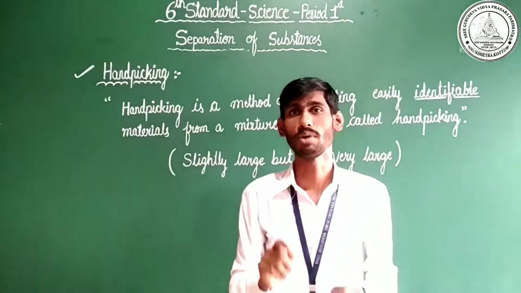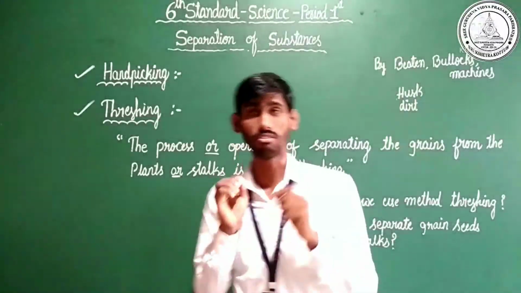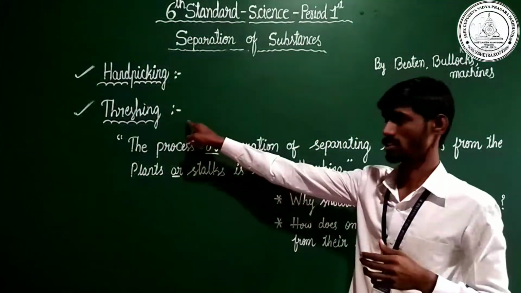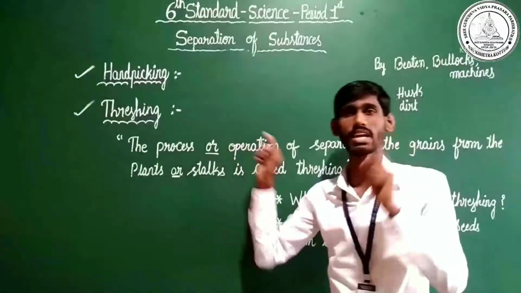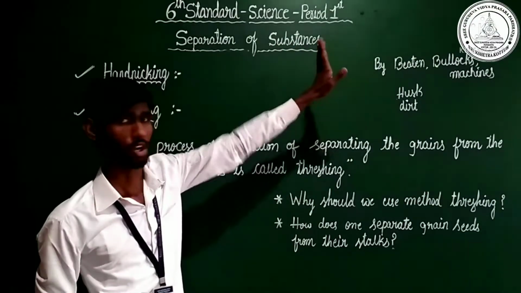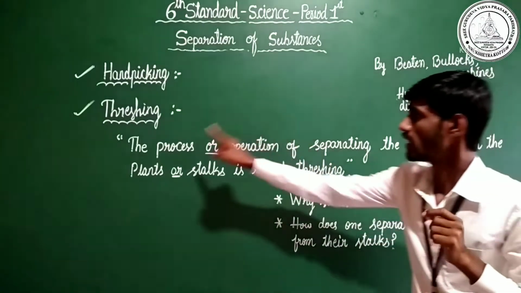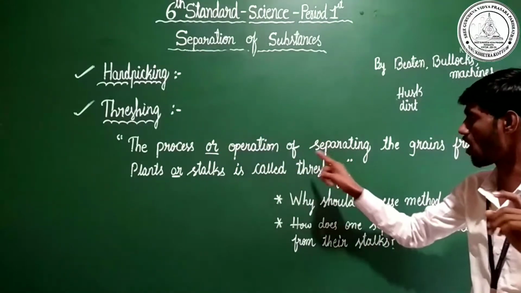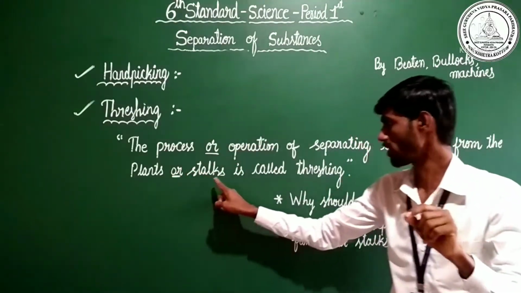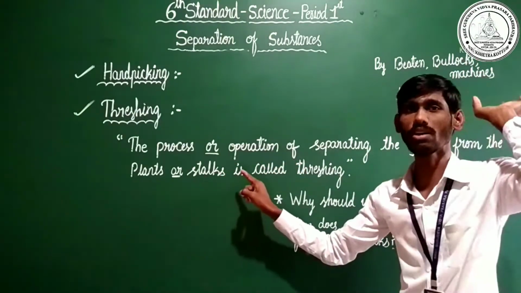We will discuss one more important method, that is threshing. Now we will learn the meaning of threshing. Dear children, threshing is the second method of separating substances or components. What is threshing? Observe the definition: the process or operation of separating the grains from the plant or stalks is called threshing.